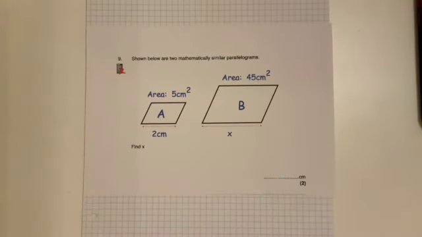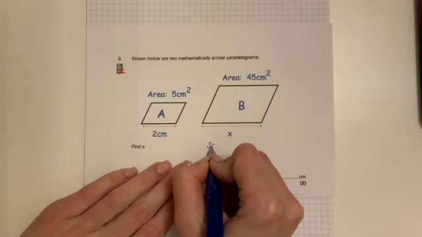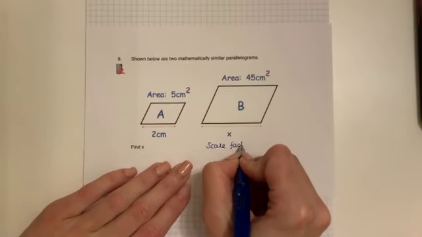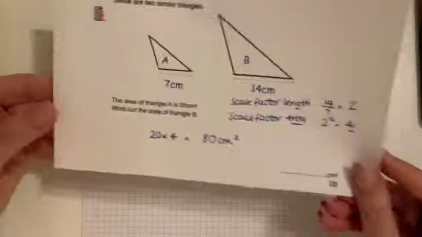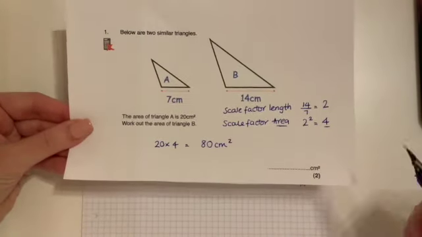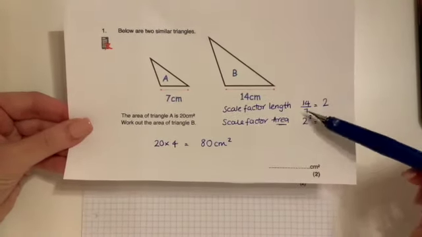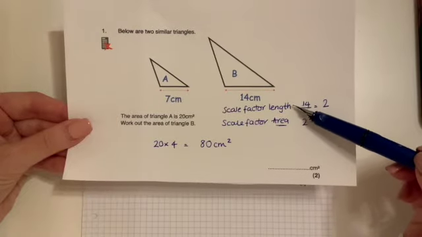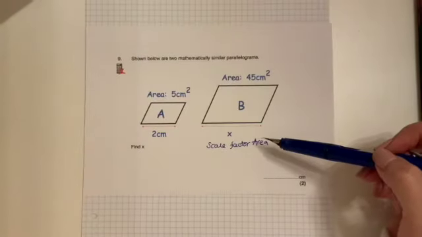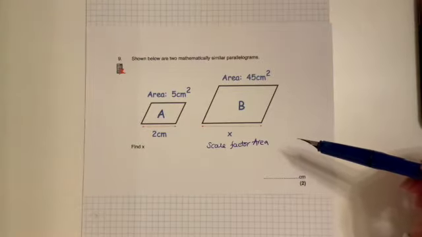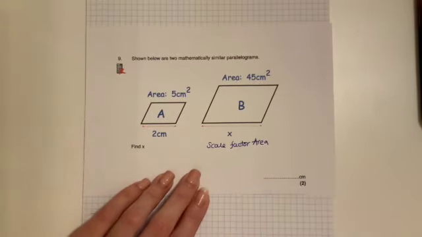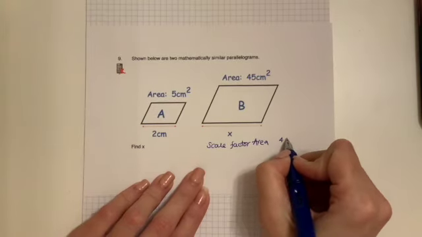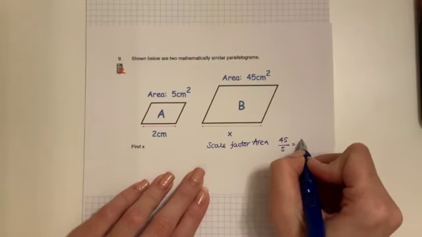The only thing I can work out first of all is scale factor of the area. Okay, so we're doing it the opposite way round to this one. We knew on this one the length scale factor, but actually we only know the area scale factor on this one. That's the one that we're going to be able to work out in the same way that you would work out the length. So you would do 45 divided by 5, which is 9.